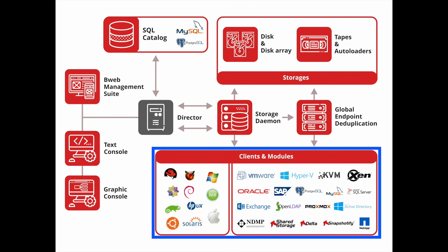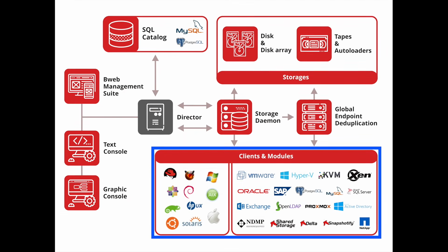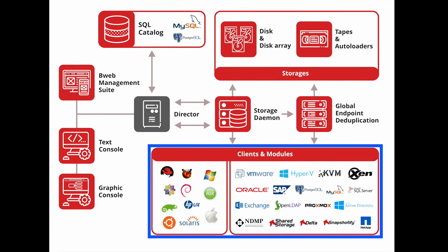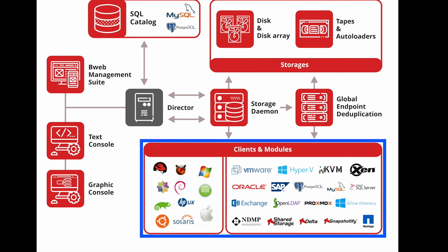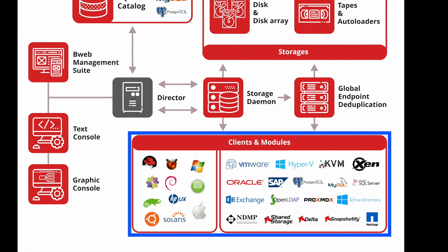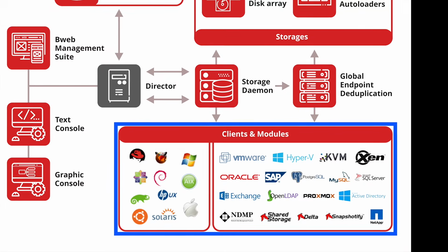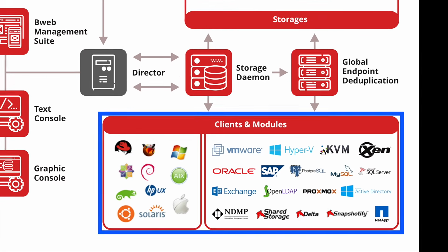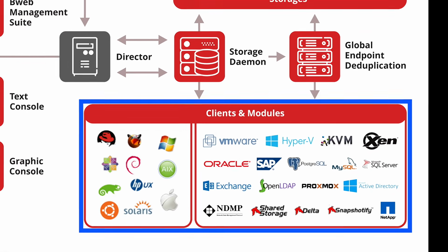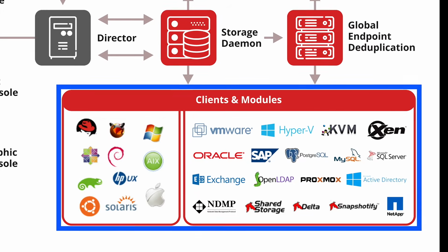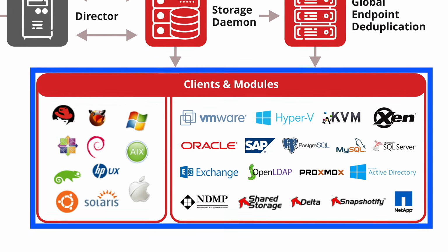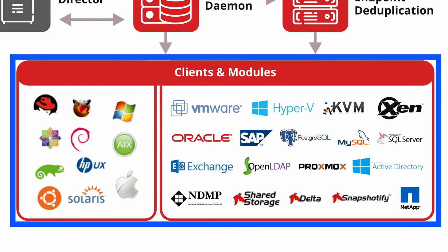The file daemon, also known as an agent or client, reads the data that is to be backed up and sends it to the storage daemon directly. Bacula Enterprise supports a wide variety of operating systems, from Linux and Unix to Windows and Mac OS. The file daemon is also where most of our additional backup tools and plugins operate to protect applications and databases. A current list of our available plugins, as well as supported client operating systems, can be found at baculasystems.com.